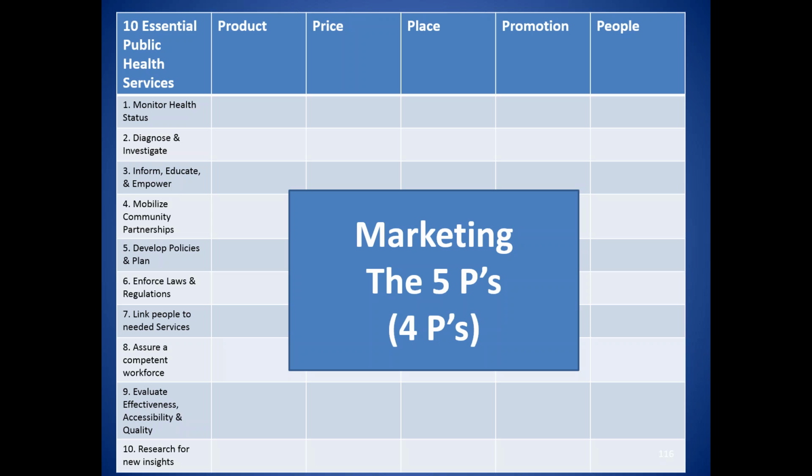What I like to think about, and this is looking at the 10 essential health services that we talked about earlier, is to create this sort of matrix and think about what for each of those services would be the product, what would be the price to provide that product, where would we provide it, what's the location, how do we promote it, and then who are the people who would be involved related to that service. So I think there are a variety of models, but frequently people use the 4 P's or the 5 P's of marketing.